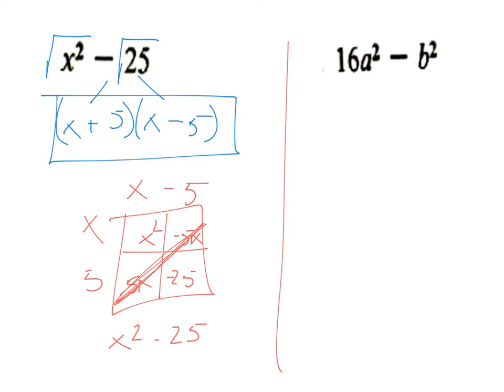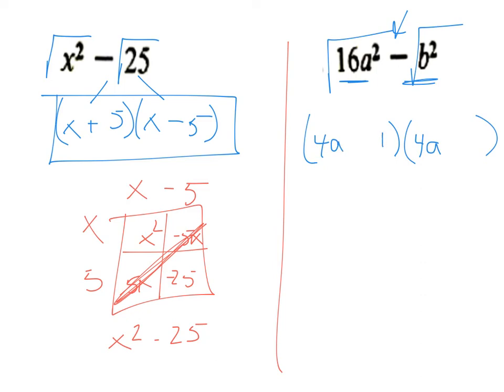Now the next one's the same idea. It's difference, meaning subtraction, of 2. There are 2 things, and they're perfect squares because I can take the square root. Meaning there is a square root of 16, it's 4. There's a square root of a squared, that's a. And there's a square root of b squared, which is b. And you always separate it with plus and minus in the middle. So that is your answer there.